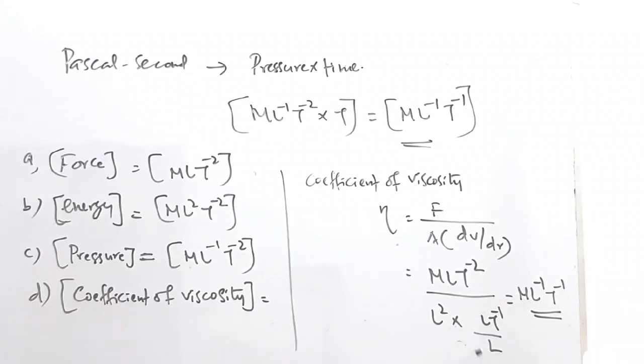So L will cancel here, L and L squared. So we get L raised to minus 1 in the numerator, then T raised to minus 2 and T raised to minus 1, so we get T raised to minus 1 in the numerator. So we get M L raised to minus 1 T raised to minus 1, which is equal to the dimension of Pascal second.